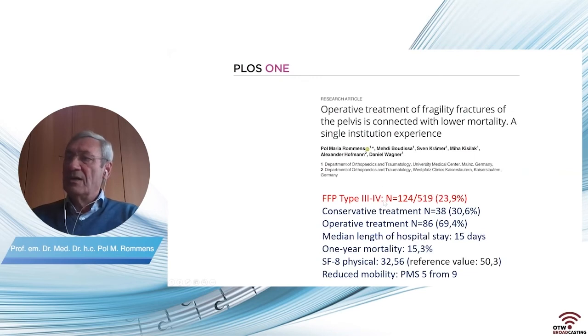If we look now at the patients with type 3 and type 4 in this large group of 519 patients, this is about 1/4 of our patients. There we only had 30% conservative treatment and about 70% operative treatment. The median length of hospital stay was longer than in the group with FFP2 lesions. The 1-year mortality was similar, 15%, but there was also a significant reduction in the quality of life and in the mobility of these patients.